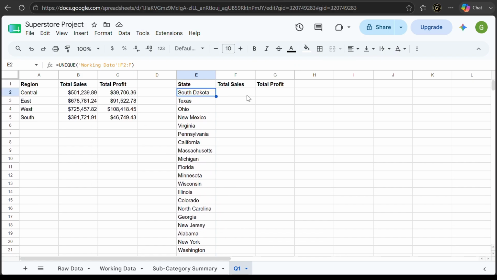South Dakota to Texas, and the rest of them. So next thing is for total sales. Now for the total sales, it's going to be the same type of formula, but in this case we're going to look in terms of E2, not A2.